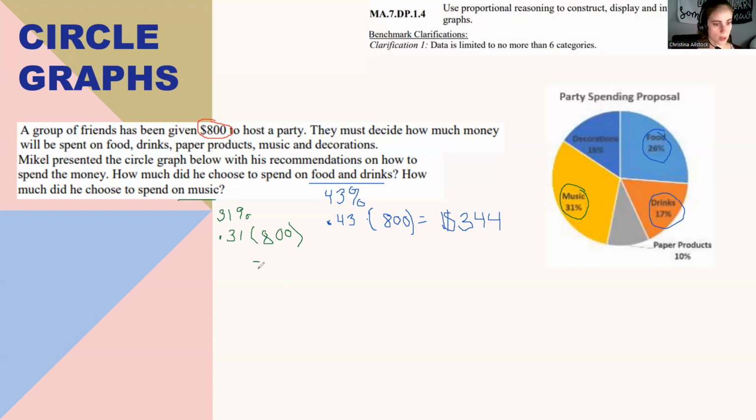And we see that on music, he is proposing to spend $248 on that music. Now, I'm actually going to go back to the food and drink real quick and let's figure it out separately, because maybe that's what you did. The question is a little ambiguous. You could answer it with the food and drinks combined, which was my initial thought, but maybe it's just putting it together in one sentence.